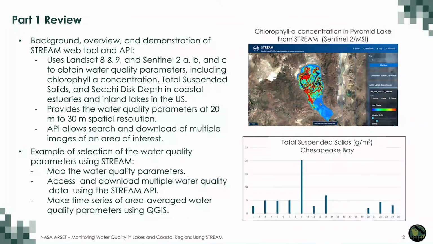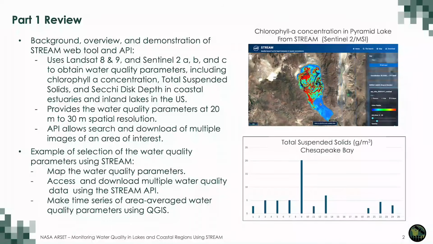Last week, in part 1, we saw background, overview and demonstration of Stream web tool and API, where Stream is a satellite-based tool for rapid evaluation of aquatic environment. We had a guest speaker, Mr. William Wainwright. He showed us that Stream uses Landsat 8 and 9 and Sentinel-2 A, B, and C to obtain water quality parameters, which include chlorophyll A concentration, total suspended solids, and Secchi disk depth.